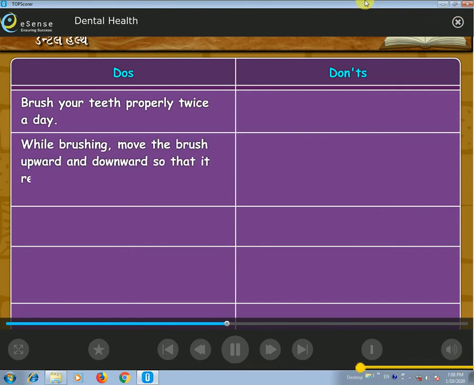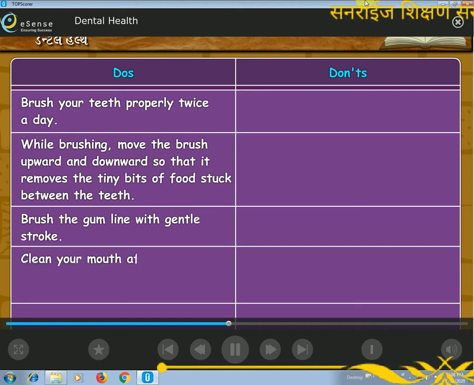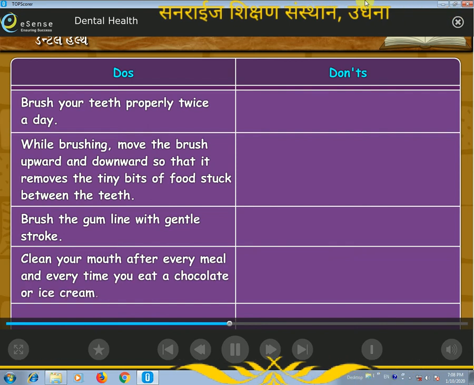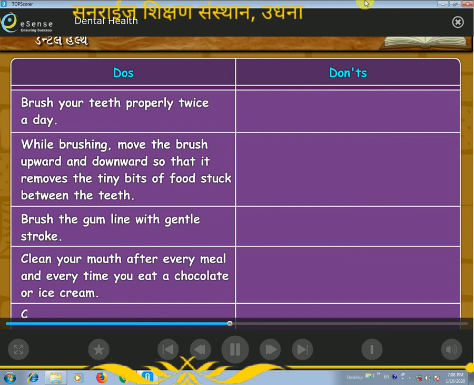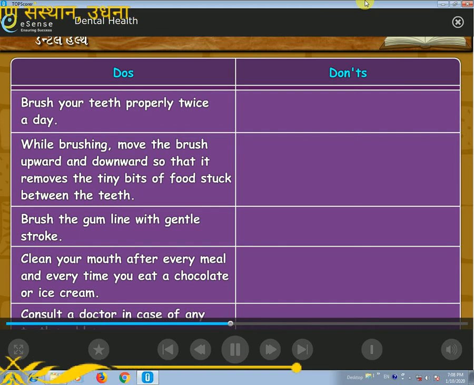Don't be lazy in brushing your teeth. Don't brush your teeth sideways. Don't forget to clean your mouth after meals. Don't drink anything that is too hot or too cold. Don't eat too many sweets, chocolates, ice creams, etc.